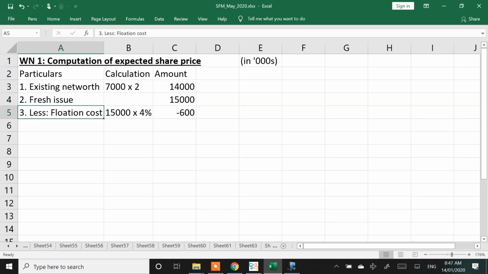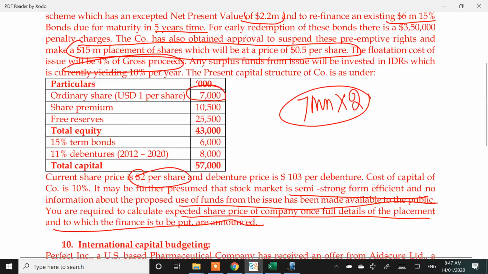So my net worth will not exactly move by 15 million, it will move up only by 14.4 million. This is a concept which is done in the chapter of mutual funds. This is what I had done in the mutual funds chapter, understanding the net worth movement. Yes, gross is 15 million.